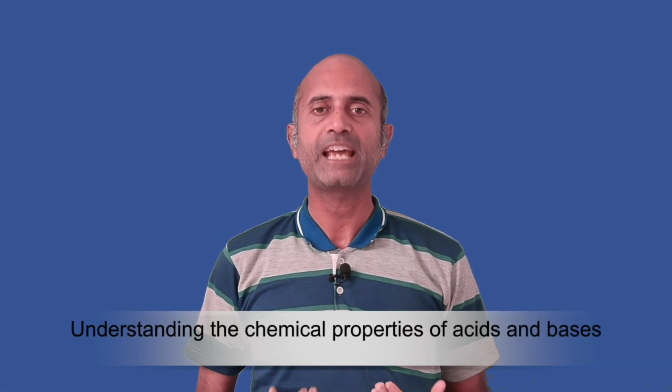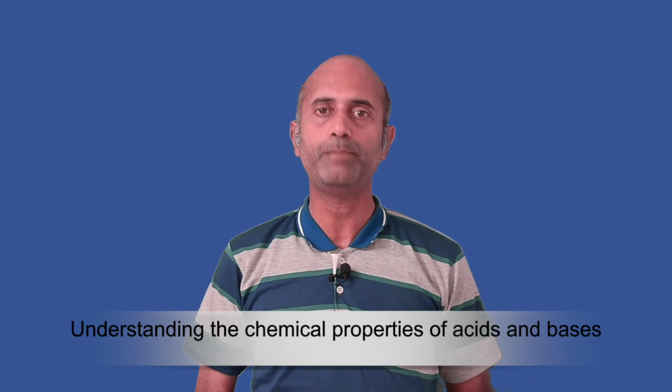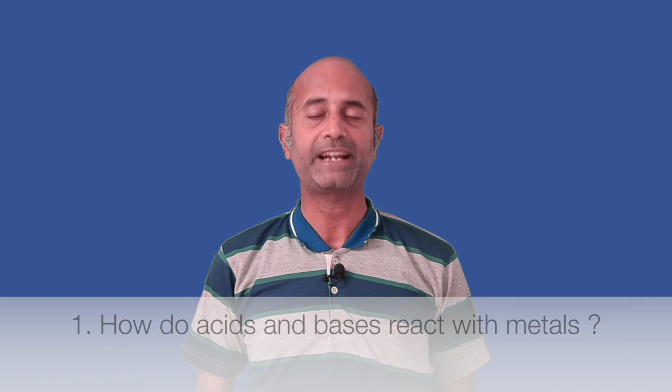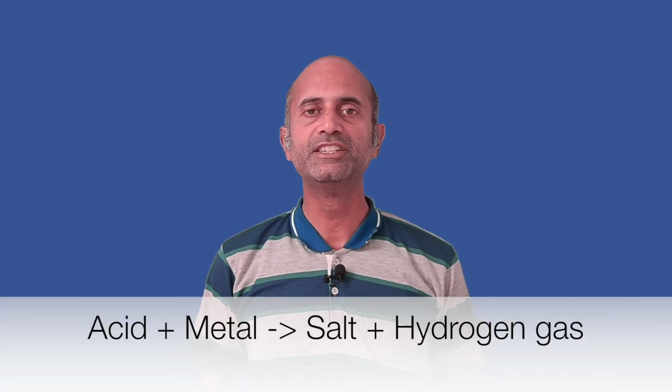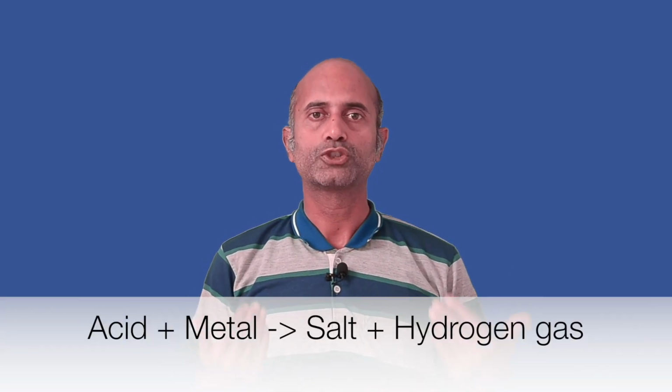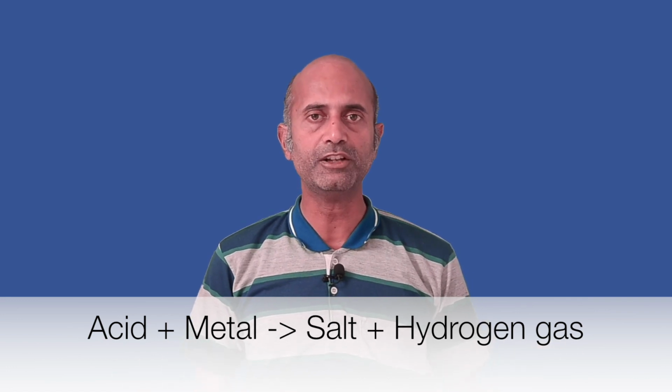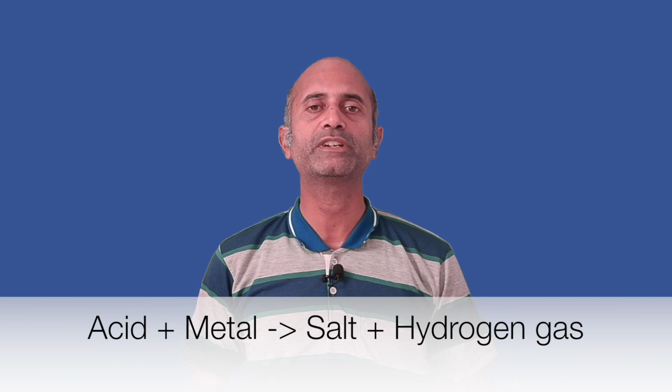Now we'll move further and discuss this topic: understanding the chemical properties of acids and bases. Number 1. How do acids and bases react with metals? The general format is acids plus metals will give salt plus hydrogen gas. In other words, when acids react with metals, a salt is formed and hydrogen gas is released.